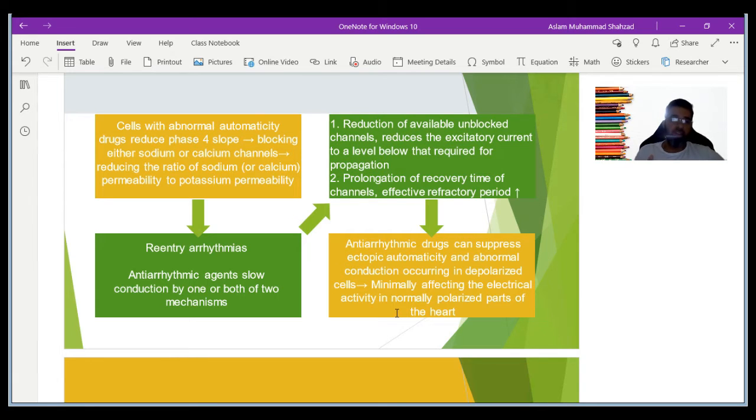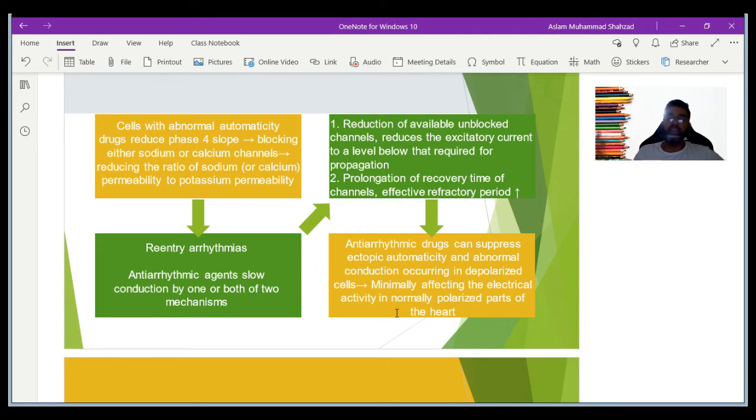And how do they slow the conduction? By reducing the already available unblocked channels. If there are more unblocked channels, then more sodium can bind and it can increase the excitability. So by reducing the availability of these channels, especially unblocked channels, we can reduce the excitatory level that is responsible.